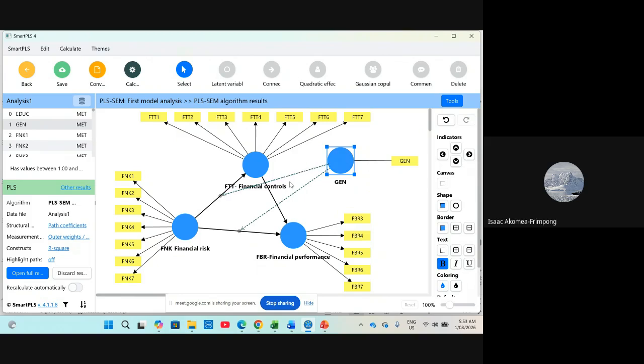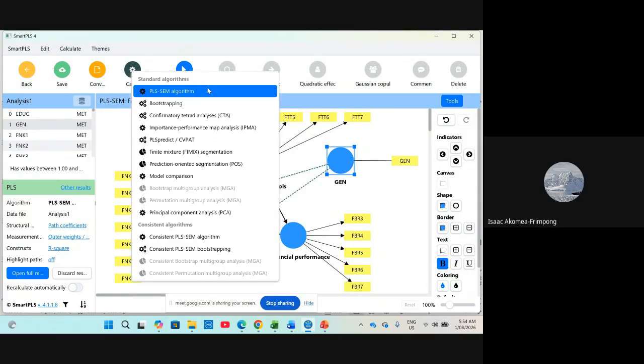And you can see that SmartPLS will also show you that there is a difference. You can see that these are short dashes, and then these ones are thick, like this one, straight and thick. So it's an indication that gender, in this case, is a moderating effect. It depends on the kind of relationship that is moderating. It is not supposed to moderate all the relationships. So you need to help us know the specific relationship or hypothesis that your moderating variable is affecting.